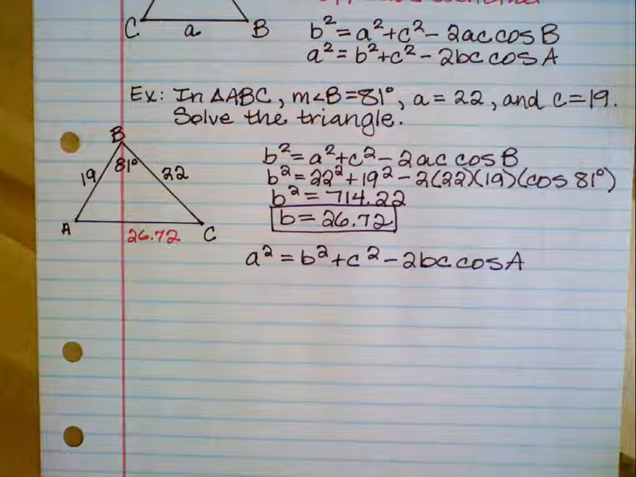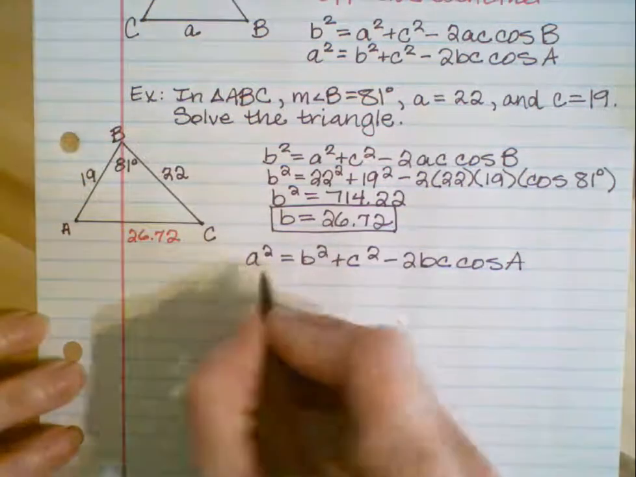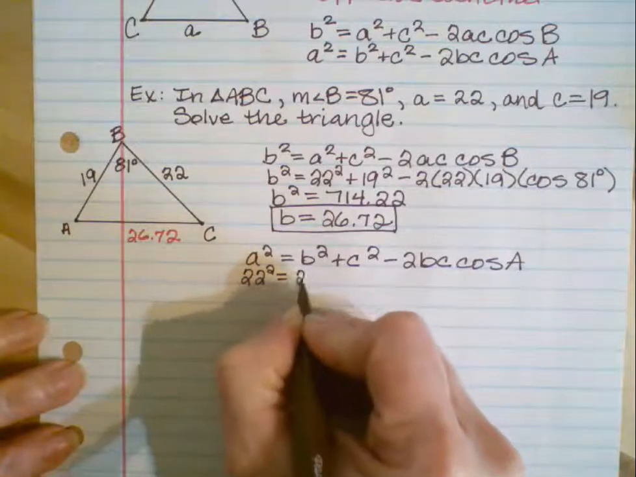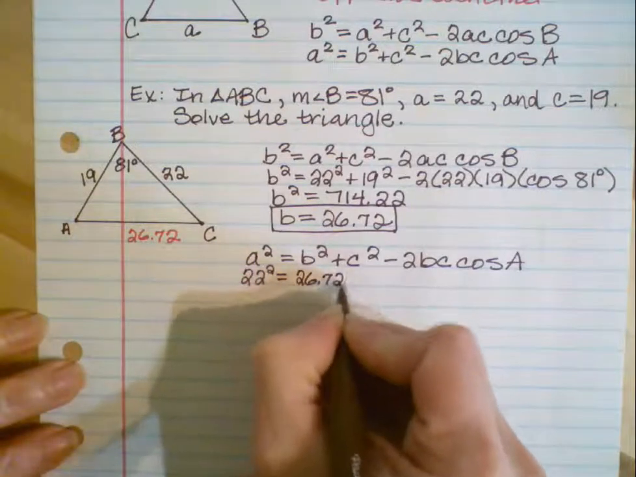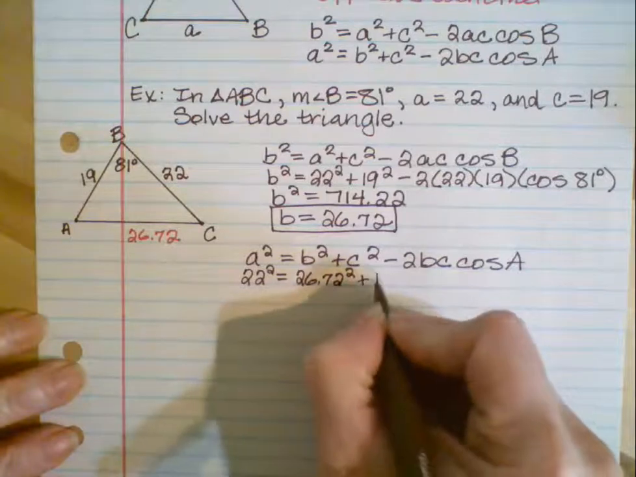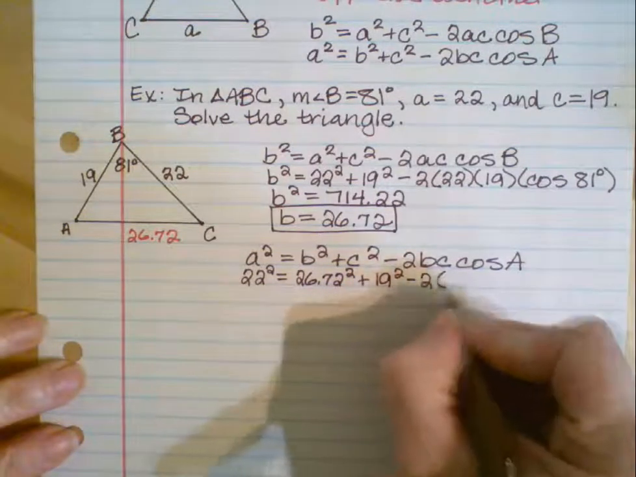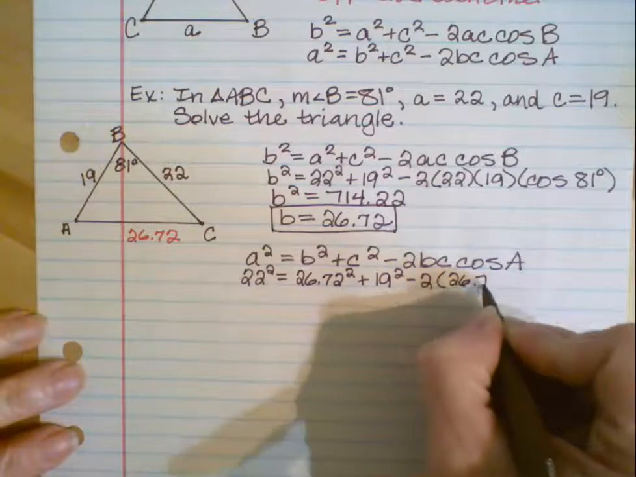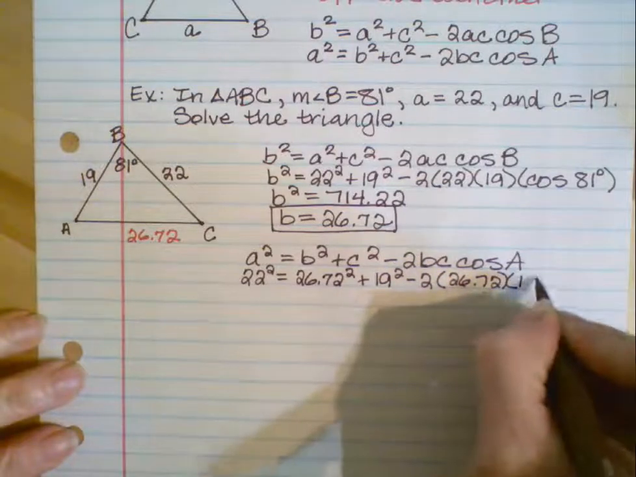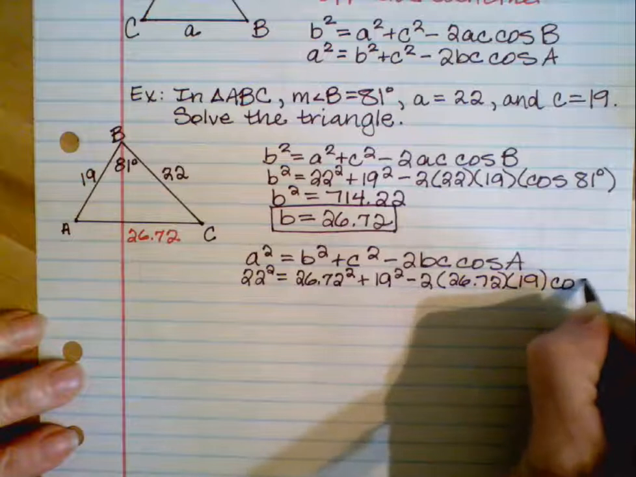All right, so let's substitute in what we know in this case. We know A is 22. B we found to be 26.72. That gets squared. Plus C squared, which is 19 squared, minus 2 times 26.72 times 19 times the cosine of angle A.